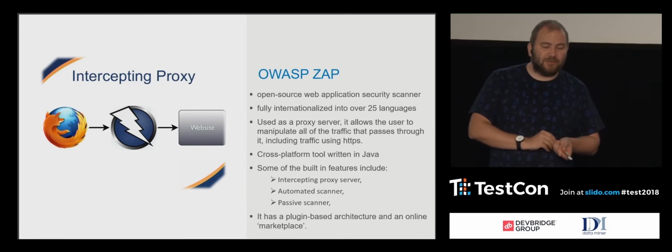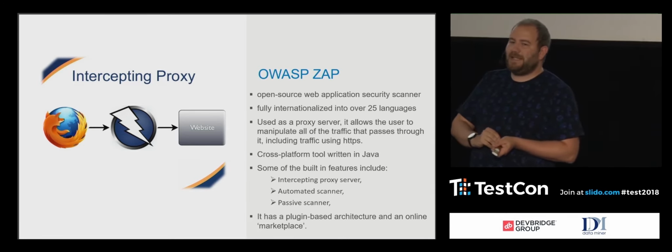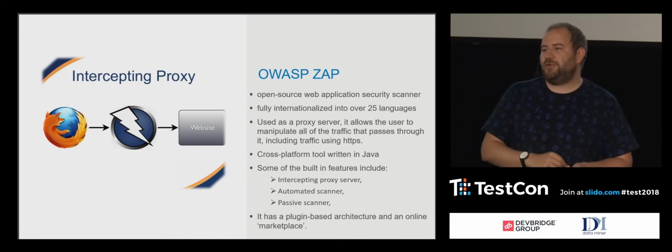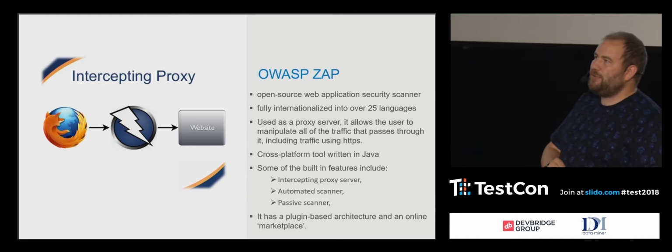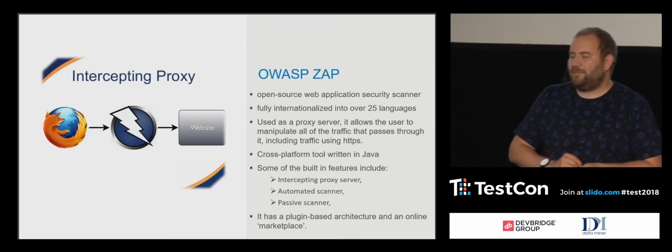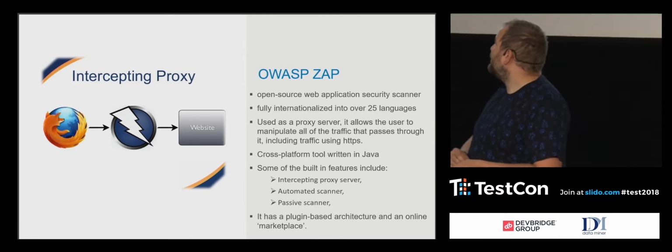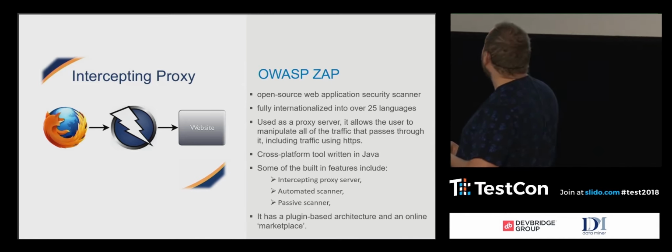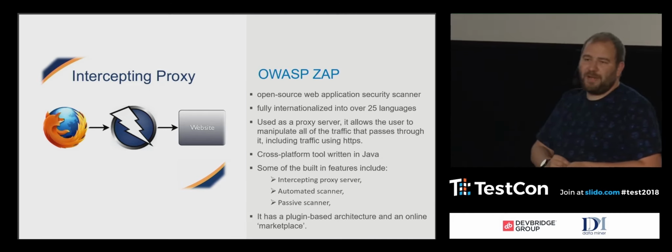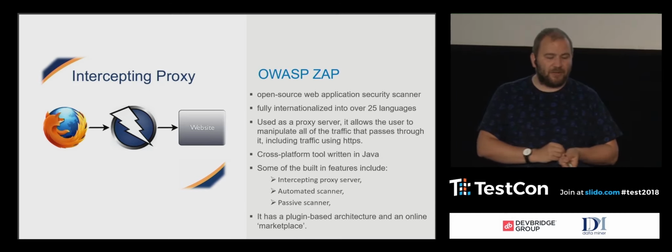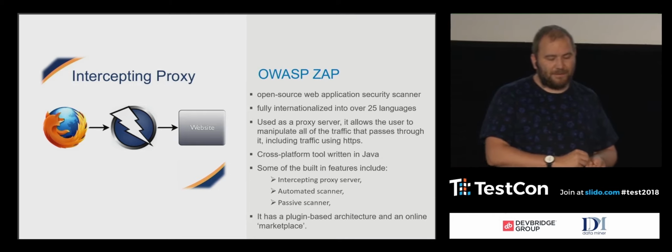It's translated to over 25 languages. It's being supported, and there are new releases of it. Every time a new OWASP Top 10 is presented, there are also additions in a new version of ZAP proxy. It's cross-platform, so you can install it on Linux or Windows, because it's written in Java.